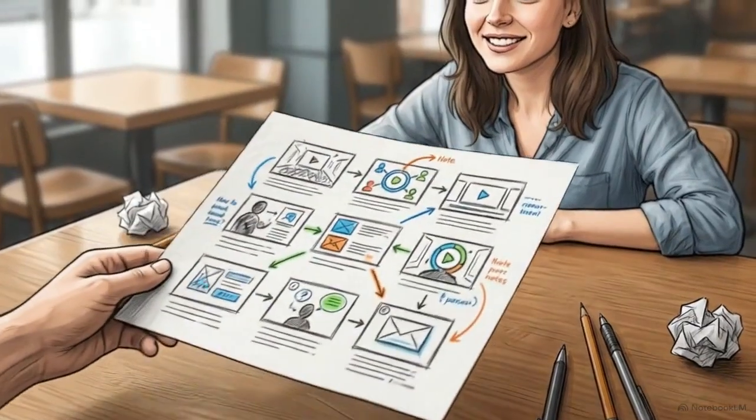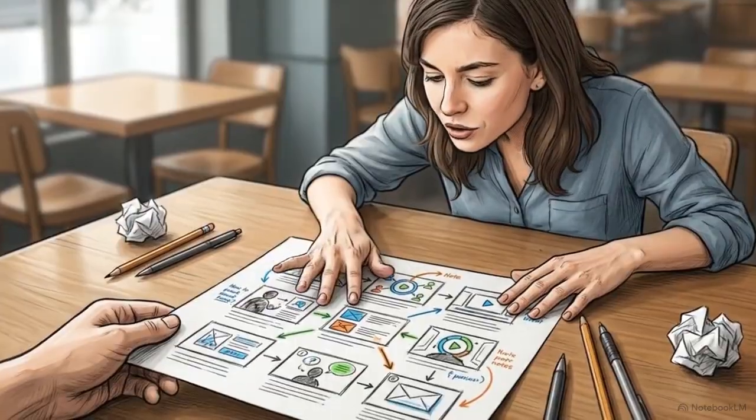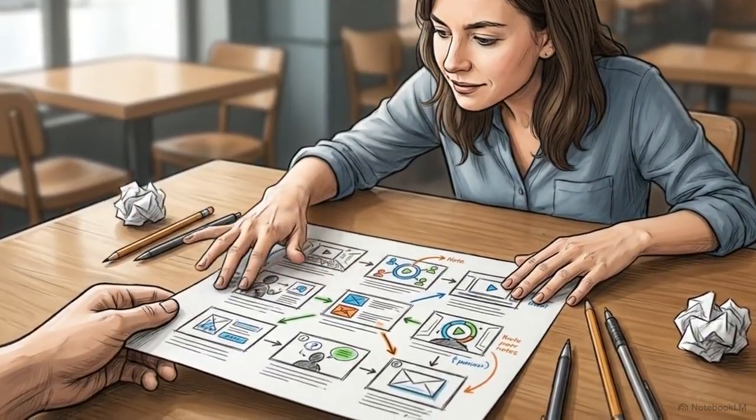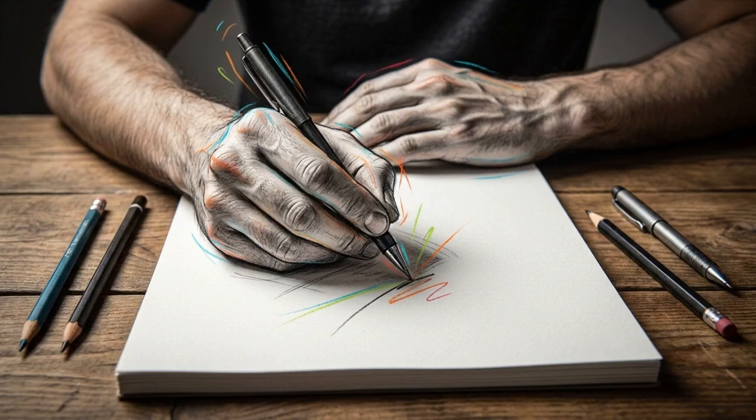The final step is test and implement. Place your paper storyboard directly in front of the exact learners you interviewed in step 1. Ask them to navigate the sequence and strictly instruct them to think out loud as their eyes move from one task to the next. You want to hear their real-time reactions.